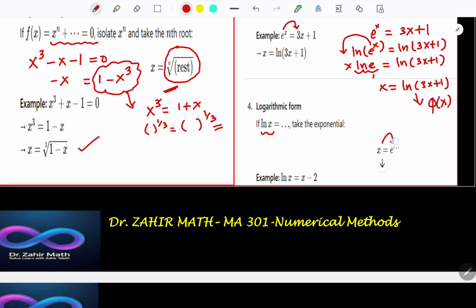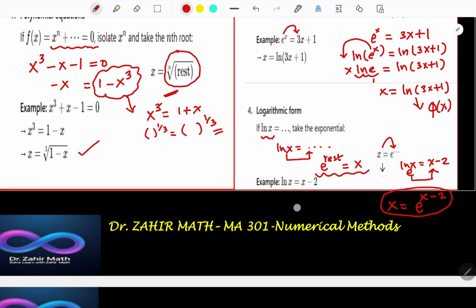Okay, teacher. If they give ln x, what should I do? So try it in the form of e. How? Ln x equals something here. Pick and tick rule, remember? So e power something, the rest is equal to x. So do like this and you will get it. There is an example here. Ln x is equal to x minus 2. There is an e here. Pick and tick. So x equals e power x minus 2.